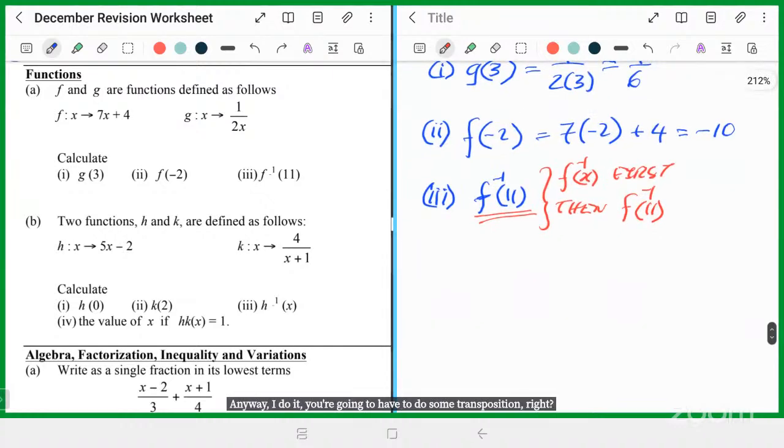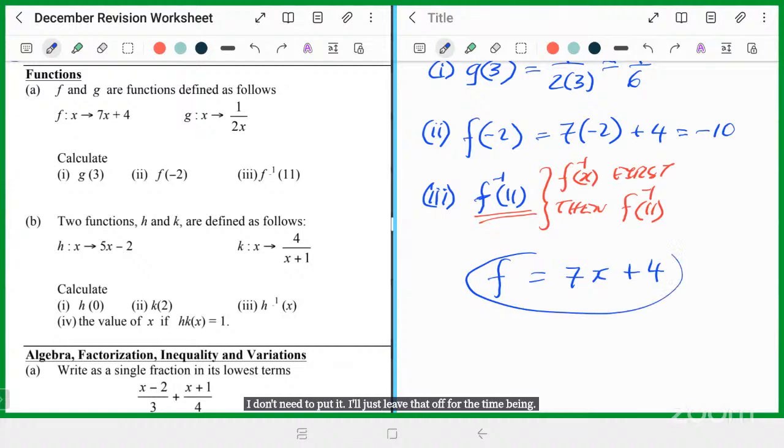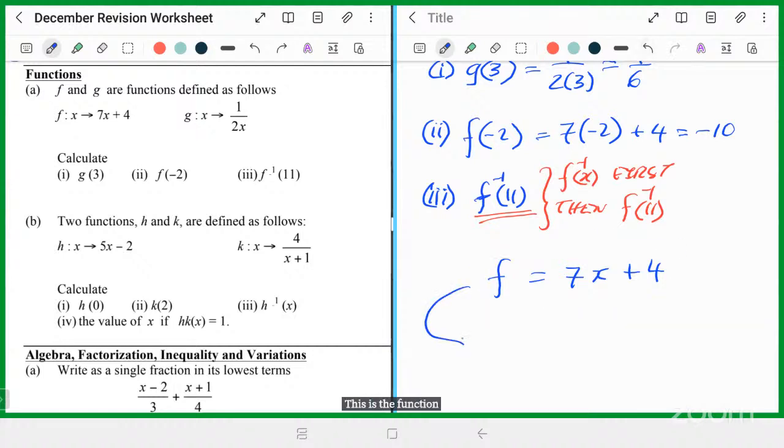All right, so we're going to start by saying f equals 7x plus 4 from this function. Just leave off the of x. I don't need to put it. I'll just leave that off for the time being. So this is the function. We're going to inverse it.